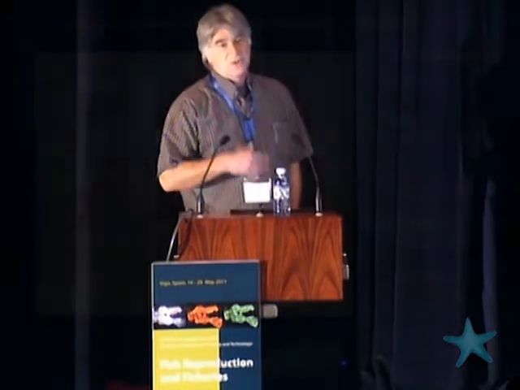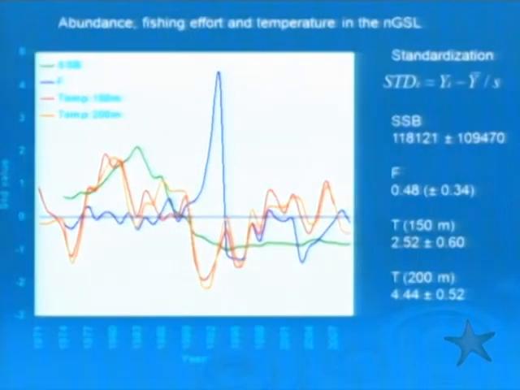So to give you a general idea of what happened in that stock over that period of time, I'm presenting some information on the abundance, fishing effort, and mean temperature in the Northern Gulf of St. Lawrence. Data are presented in the standardized form, so each value is subtracted from the mean value for the whole time series for each parameter, and divided by the standard deviation.